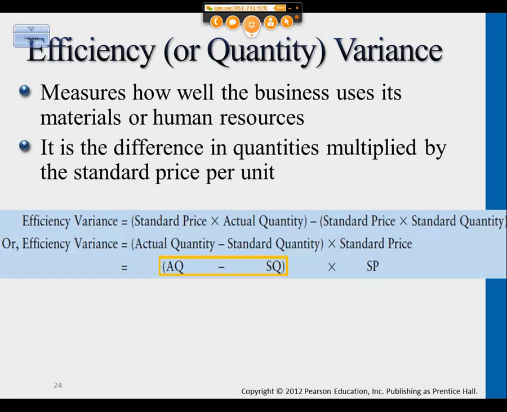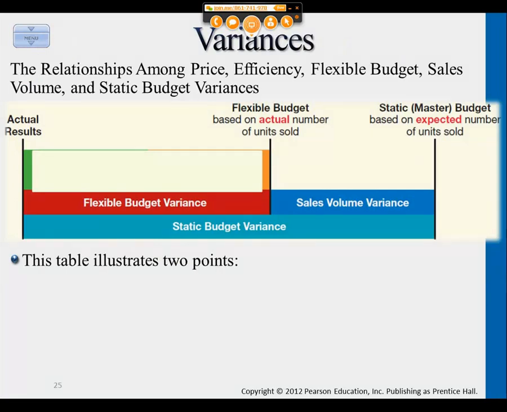So now the fun part. How do we put all of these together? Let's remember that table that I showed you, right? It has just a little bit added. So what do we have here? We have all these different variances. So let's figure out the relationship among price, efficiency, flexible budget, sales volume, and static budget variances.